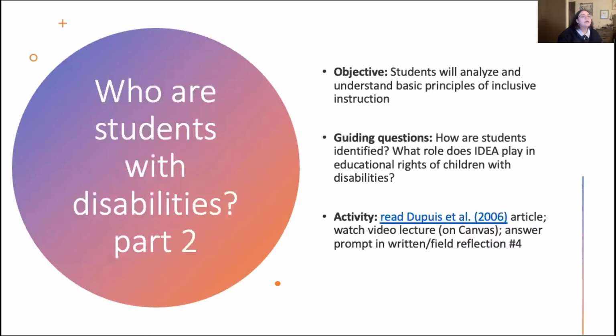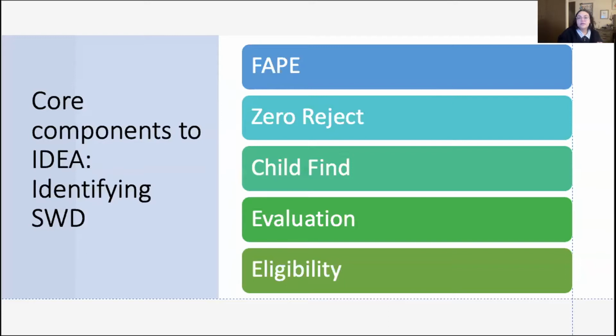In part 1, I had you all watch a video where we explain the different types of special education categories that a student with a disability might fit in under. This week, we're going to be focusing on identifying students who would fit in under those categories. Some of our guiding questions: how are students identified, and what role does IDEA play in educational rights of children with disabilities? For the activity, we've changed it up a little bit, and I'll explain that towards the end of the video. We'll just go ahead and get right into it.